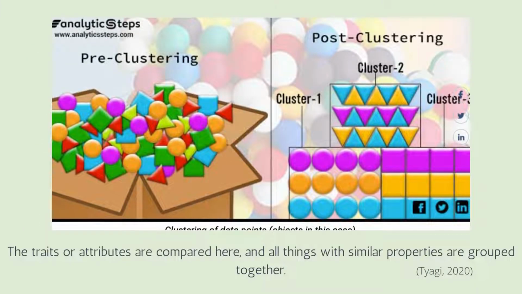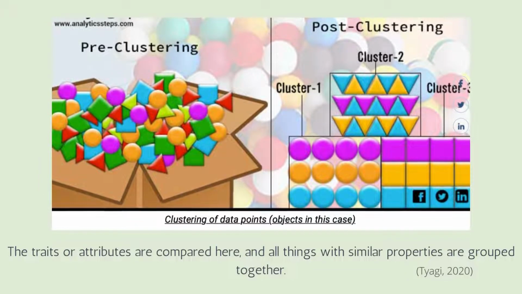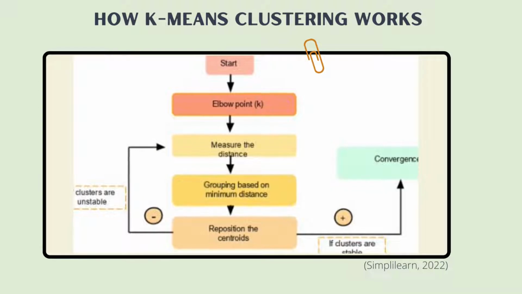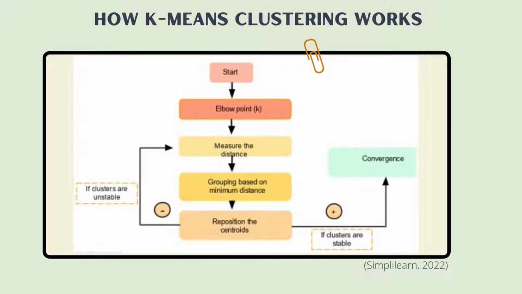K-means clustering algorithm is best illustrated in pictures. The traits or attributes are compared here, and all things with similar properties are grouped together. This flowchart shows how K-means clustering works. Start by choosing K as the number of clusters by trial and error, and then continue with the next step. Measure the distance from each point to the assigned centroid. Continue with grouping based on the minimum distance.